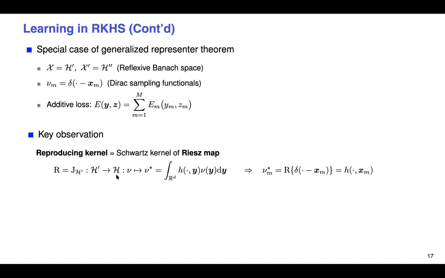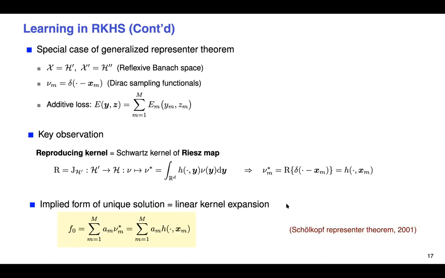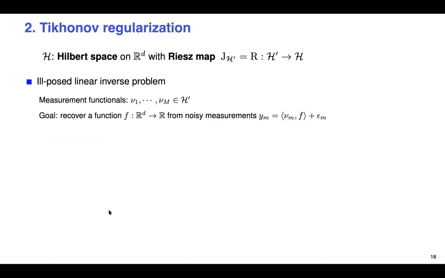I told you the Hilbert space is a space of functions on R^d. Therefore, you have the Schwartz kernel theorem, and every linear operator is characterized by a kernel. In fact, the Hilbert conjugate here is just the kernel of this Riesz map. And then when I put that back together, oops.